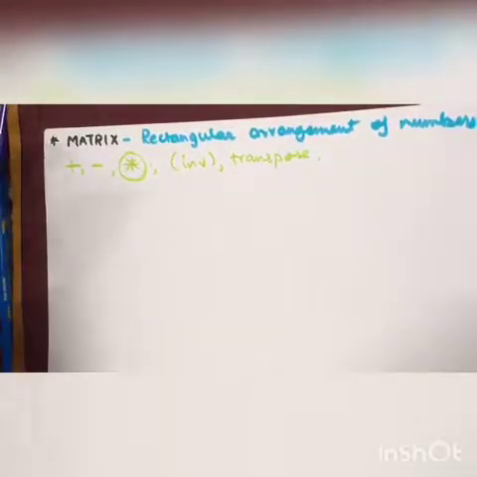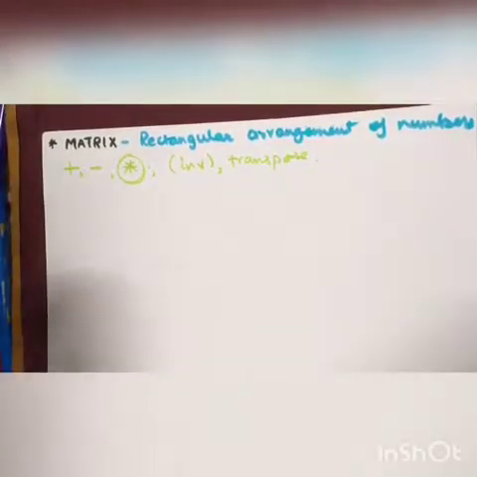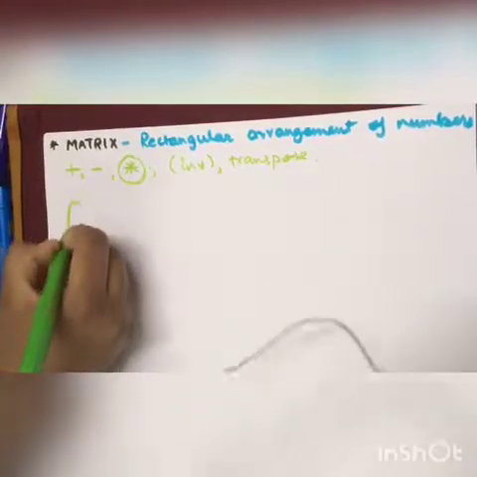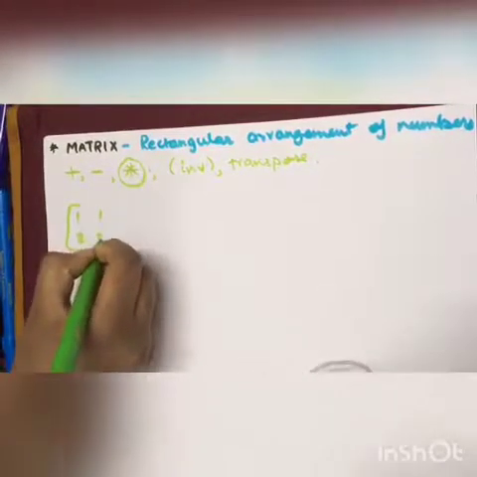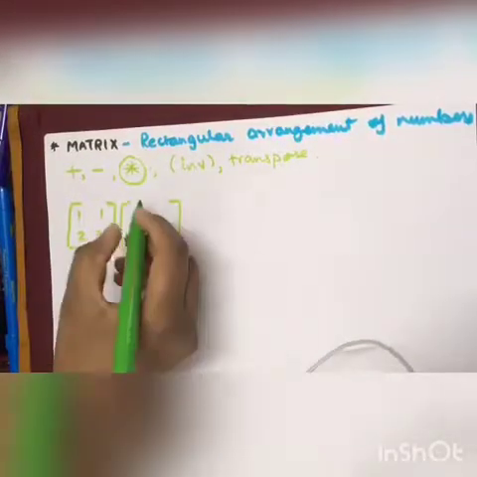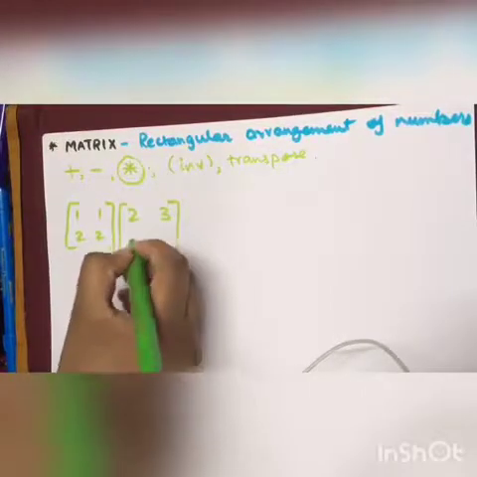So let's take an example for matrix multiplication. Let's say I took an easy matrix for now, 1 1 2 2, and I take 2 3 2 3.